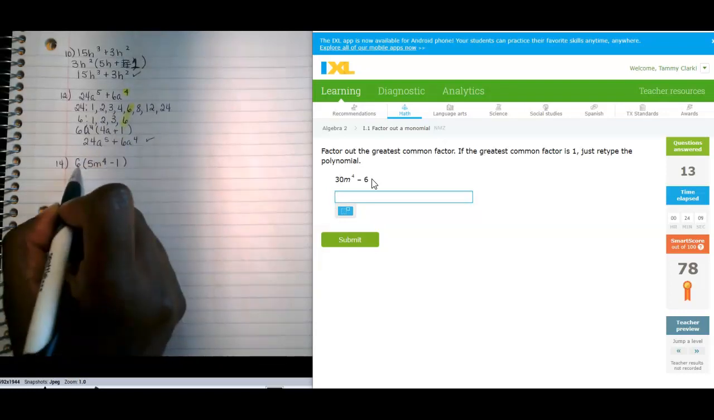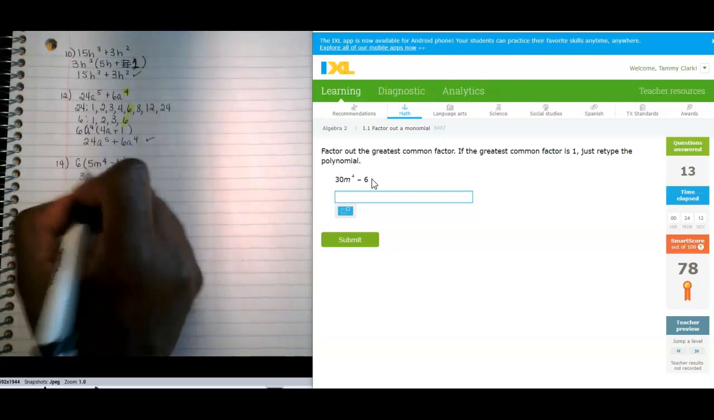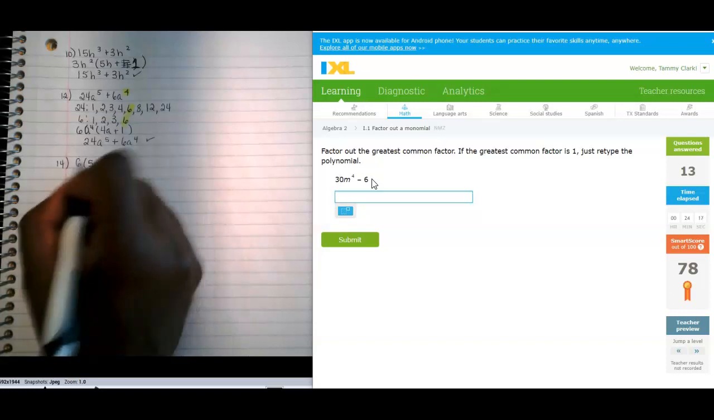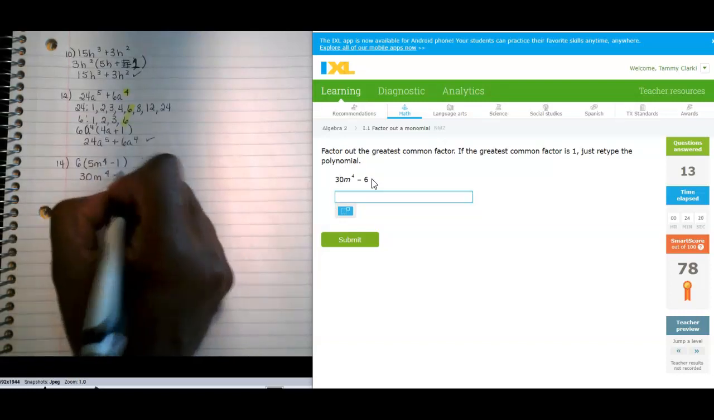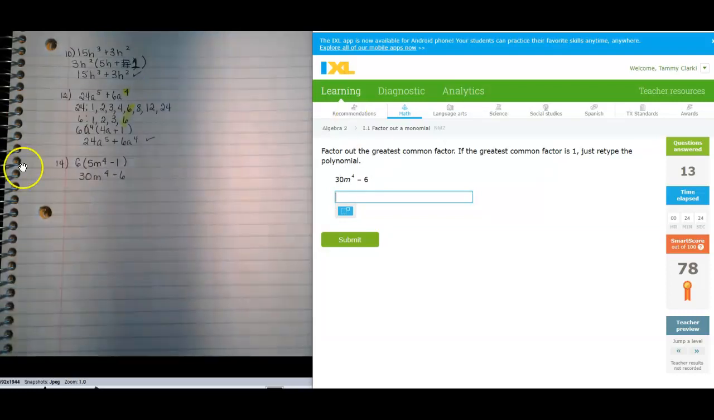And if we check that, 6 times 5 will give us 30, and then 6 times 5m to the 4th would give us 30m to the 4th. 6 times negative 1 is negative 6. I didn't write it down, so I just kind of have to check here in my screen, and that's what I have. So let's go ahead and type that in.